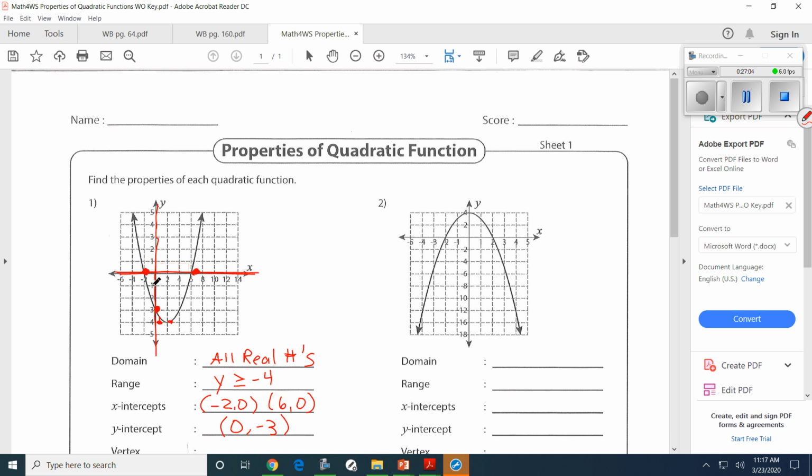The minimum value is -4 because that's the lowest it goes on the y-axis. The axis of symmetry, where if you were to draw a line down the center here, where would it be on the x-axis? That would be at 2. And does it go up or down? It goes up. So kind of work through these and get ready to take your assessment.